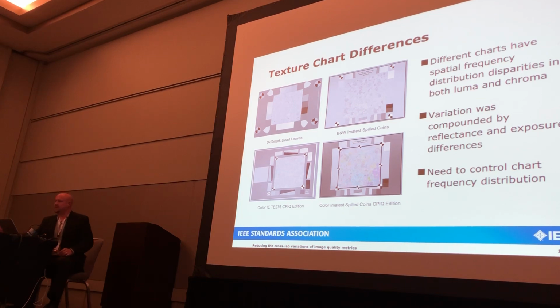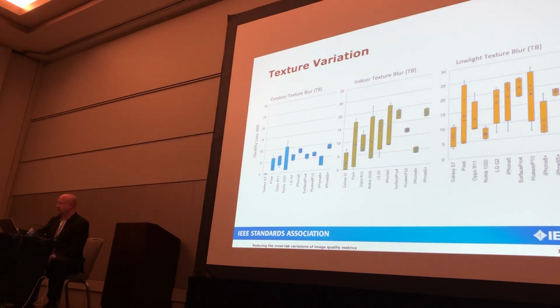So these different charts had different spatial frequency distribution and disparities in both luma and chroma. Variation was compounded by reflectance and exposure differences. So we really need to control for chart frequency distribution. Texture blur was found to be the largest driver of quality loss in mobile devices, and the most variable. Here you can see that texture quality loss got worse as the illumination of the scene dropped. These disparities need to be addressed before texture results can be reliably compared between labs.